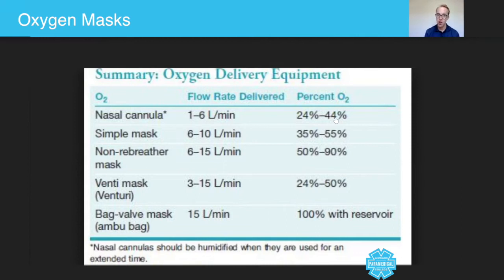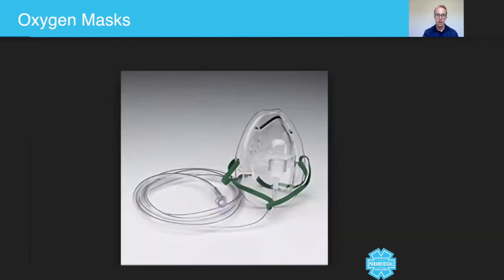The simple mask, or the medium concentration Hudson mask, 6 to 10 liters per minute, and you're giving 35 to 55%. Non-rebreathe mask is between 50 and 90%. Now, I tend to only ever use 15 liters per minute because you need that reservoir bag filling up. And you notice how you're never ever giving 100% oxygen with any of these masks, because with these masks, you've got these CO2 ports here, and the CO2 just leaks out of the side, and it also leaks out of here as well.